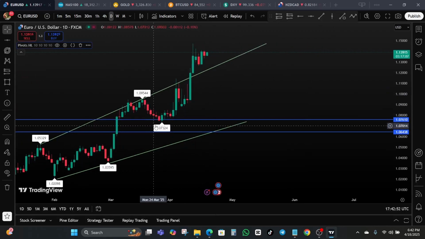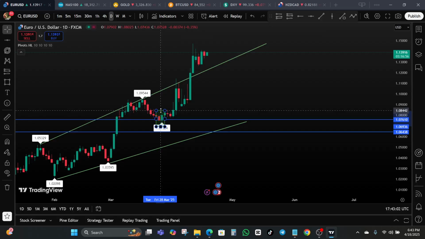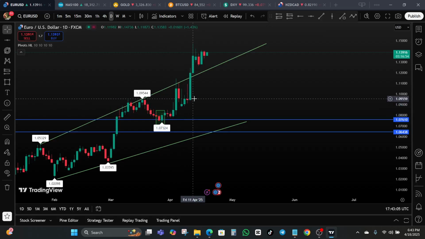Just wait for a bullish candlestick pattern. Perfect. You can see that we had a bullish engulfing here. Can you see that a bullish engulfing pattern formed? So right after that bullish engulfing, you can enter a buy trade.